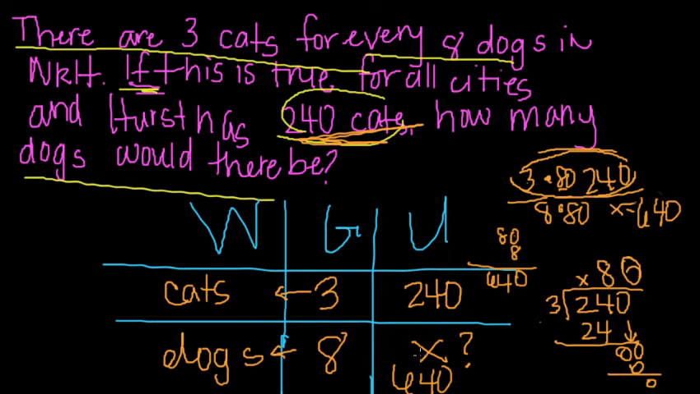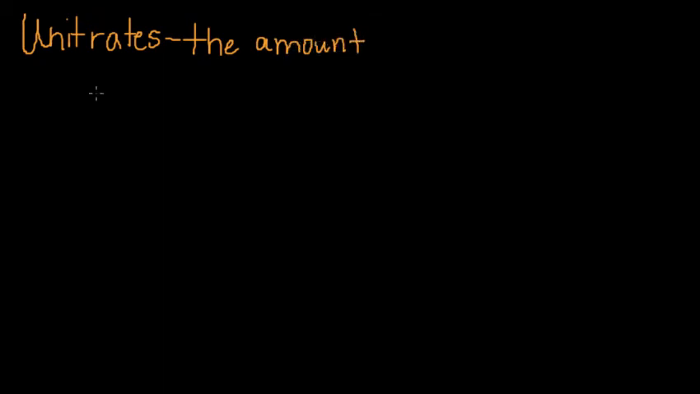All right. We are going to do one more example. We're going to talk about unit rates. Unit rates is the amount per one item. You want only one. Okay. Pick a different color. Here's an example.